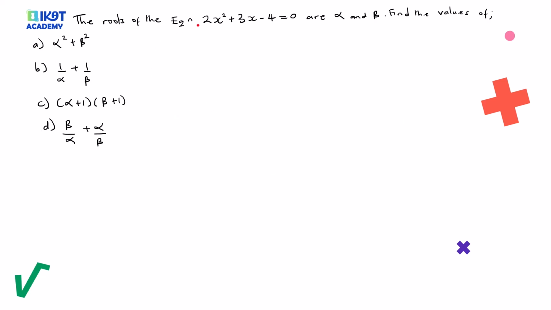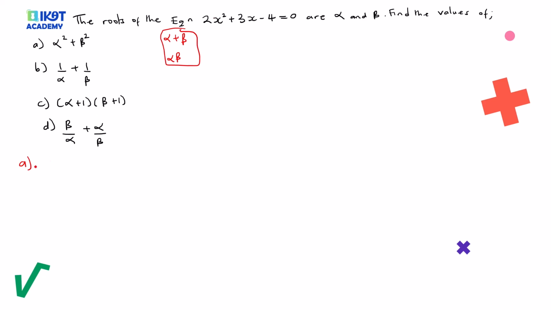The question here says the roots of the equation 2x squared plus 3x minus 4 is equals to 0 are alpha and beta. Find the values of this, and this. Now here, the main concept in this case is knowing how to simplify these terms into expressions of alpha plus beta and alpha beta. So I'm going to show you what I mean.